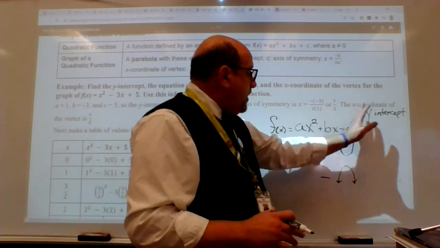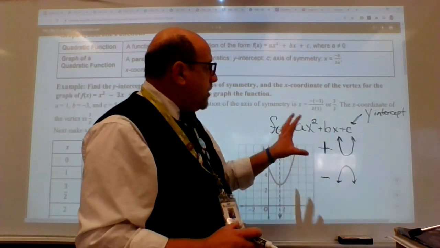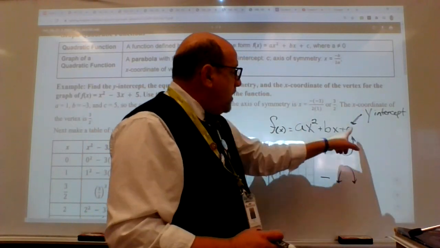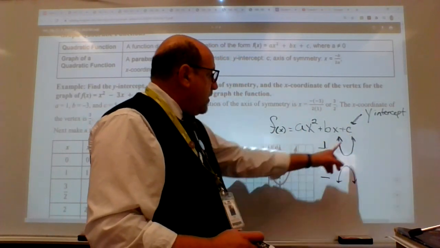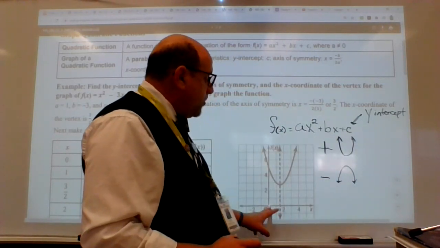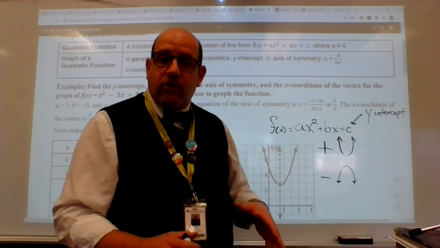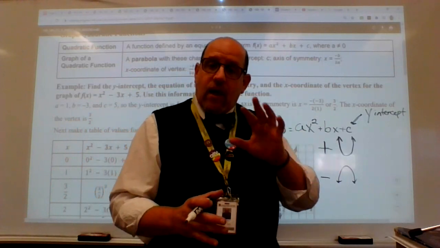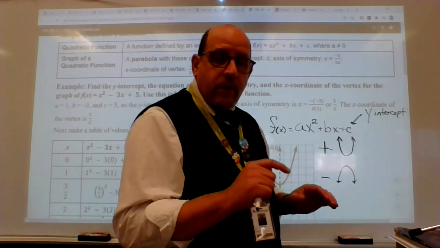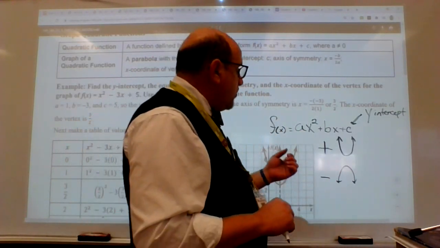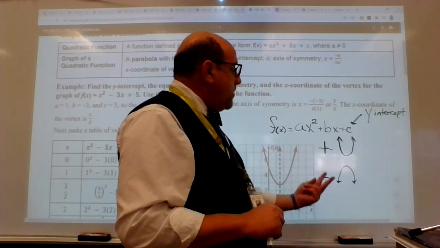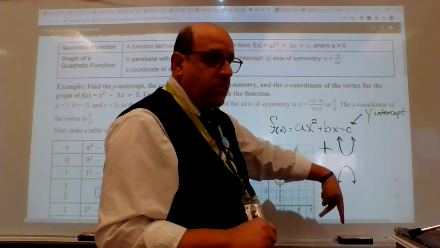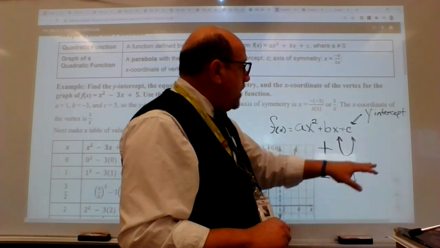If there's nothing out here and it's just the x squared term, then you know that constant would be 0, or that y-intercept would be 0, so it would touch at the origin. And we'll get to that. We'll graph a few and we'll take a look. But I just want to make sure you understand a couple of concepts. Positive means the parabola points up, negative means it points down, and we do have a y-intercept.